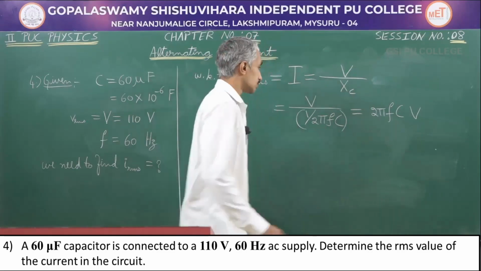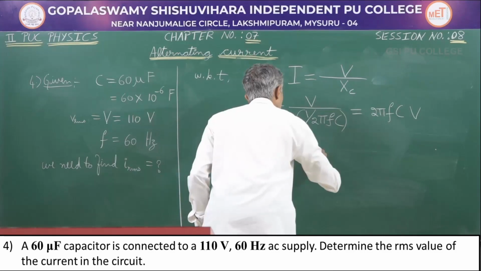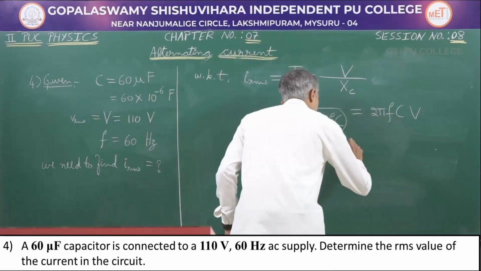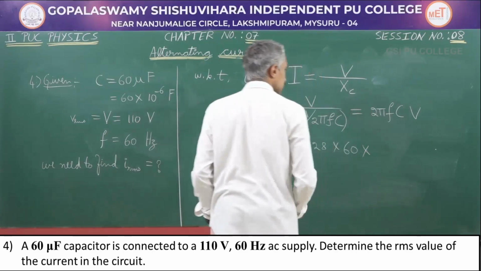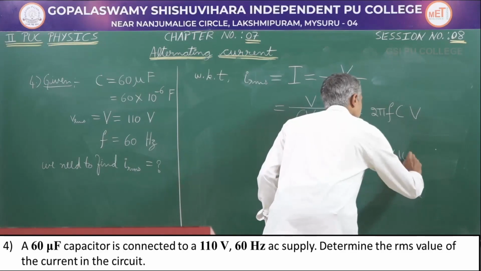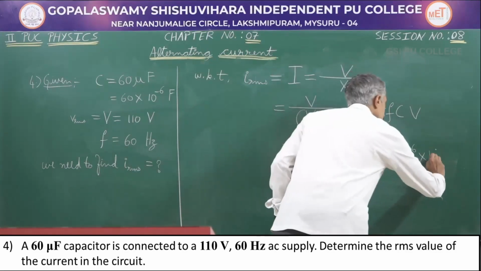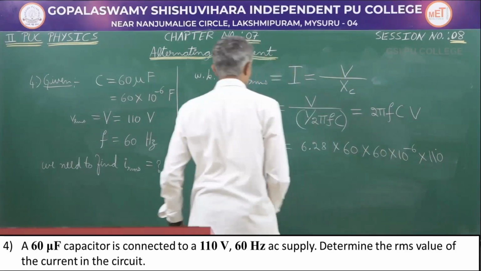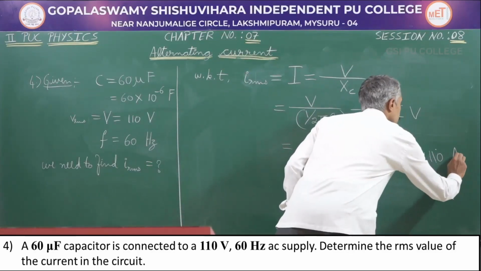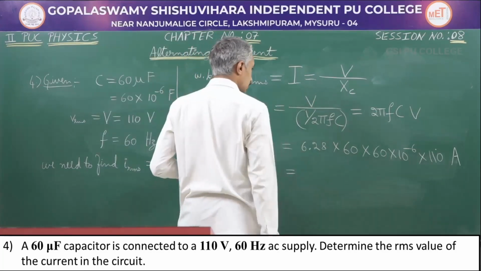So let us solve now. 2 pi is 6.28 into the frequency, in this case 60 Hertz. Capacity is 60 microfarad, so 60 into 10 to power minus 6, into the voltage, which is 110 volts. The SI unit for current is going to be ampere. So let us calculate.